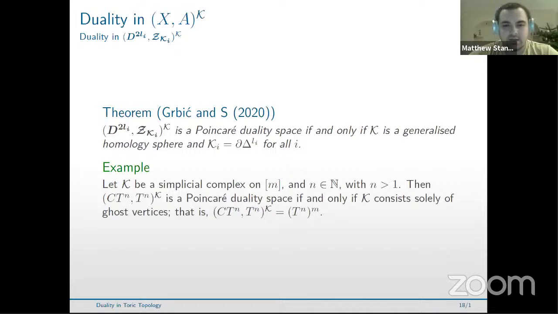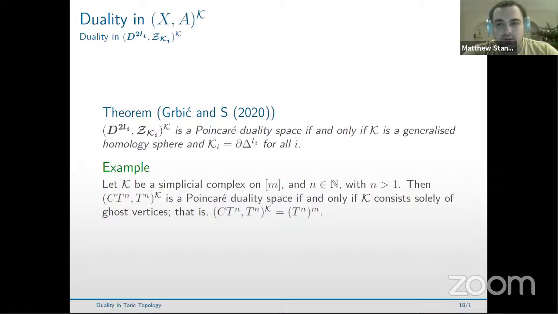Yes, I could have easily, in the same way that I've written the cone on T to the N here, I could very well have written the cone on the moment angle complex ZK i here. Now, this is just one example of where Poincare duality essentially fails for such polyhedral products, aside from the absolutely trivial case where K consists solely of ghost vertices, and this thing is obviously just the M-fold product of N tori.